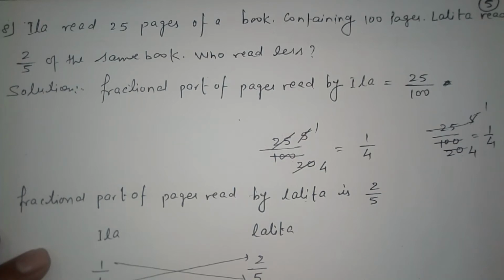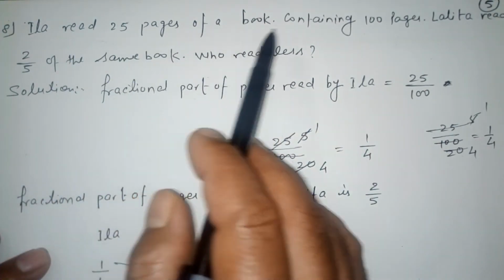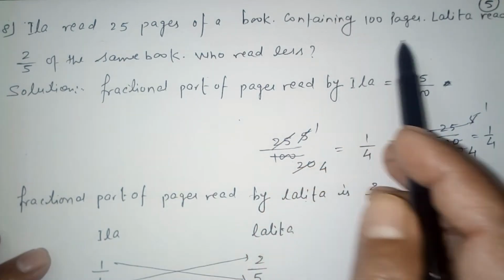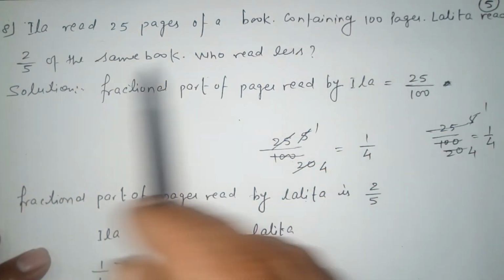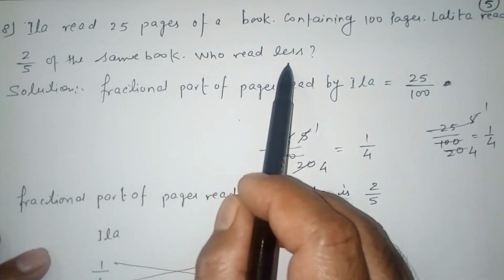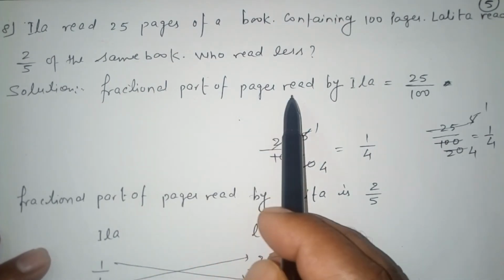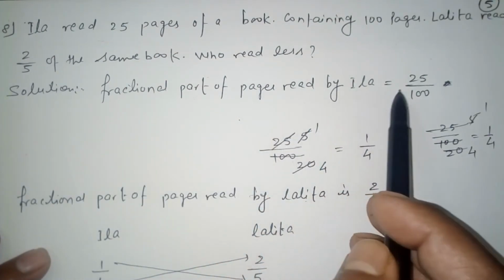Now today we will discuss some problems from exercise 7.4. My dear student, your question is: Ella read 25 pages of a book containing 100 pages and Lalita read 2 upon 5 of the same book. Who read less? In this question, first we will discuss the fractional part of pages read by Ella.